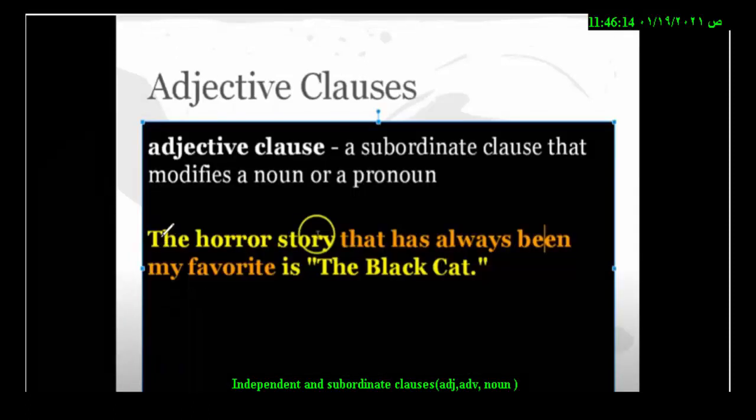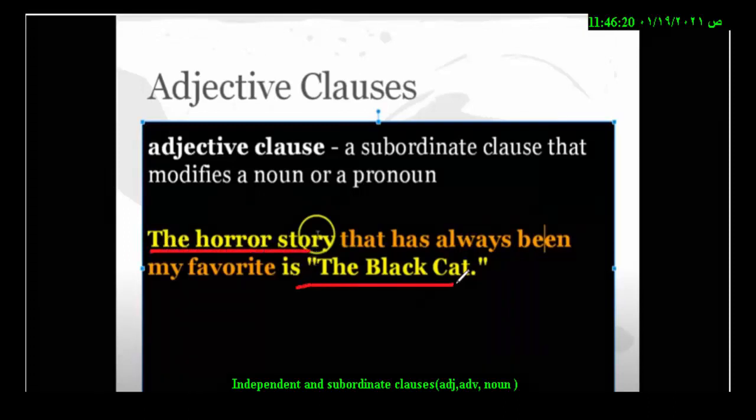So in this sentence, the independent clause is the horror story is the black cat. And in between there is the subordinate clause: that has been my favorite. This subordinate clause describes the story. It tells you which story. Which horror story? So this is an adjective clause.